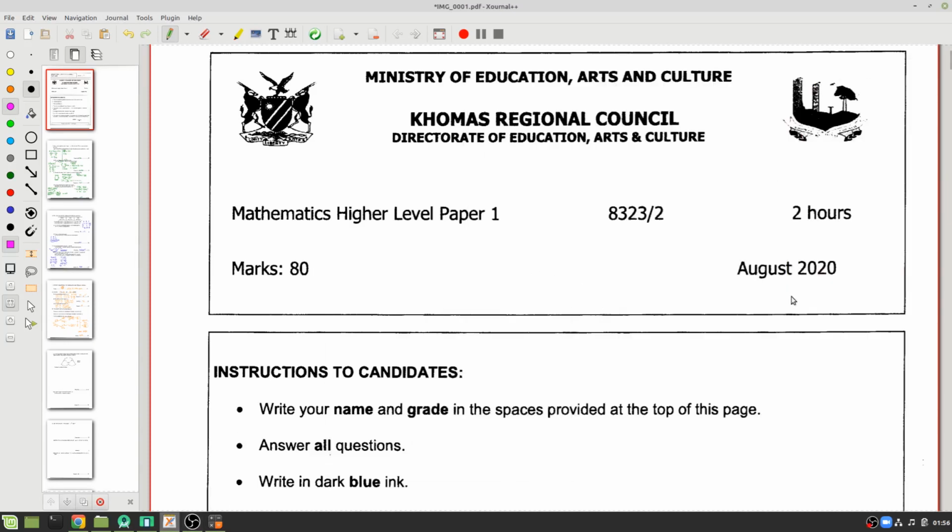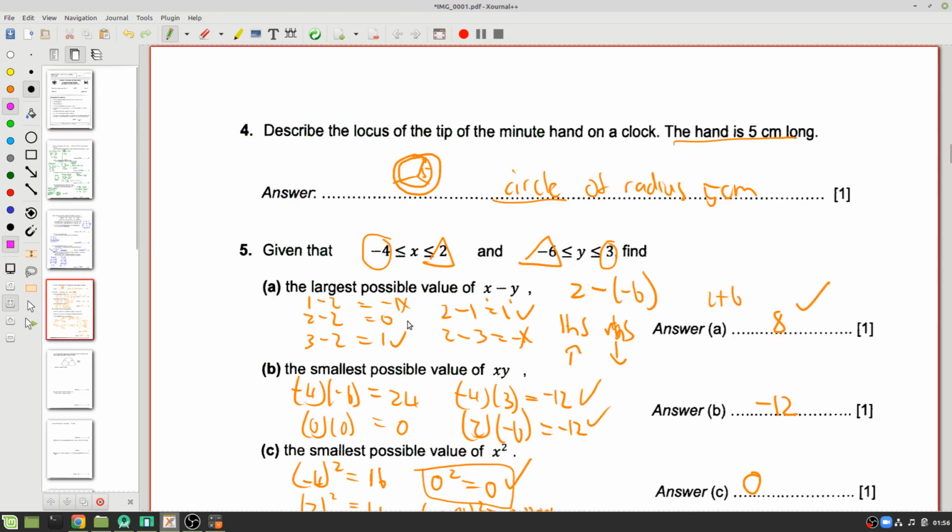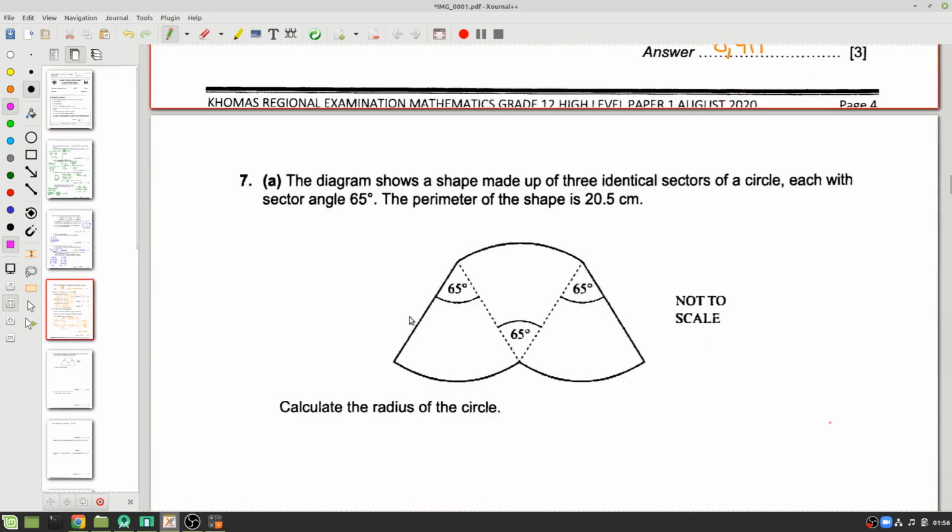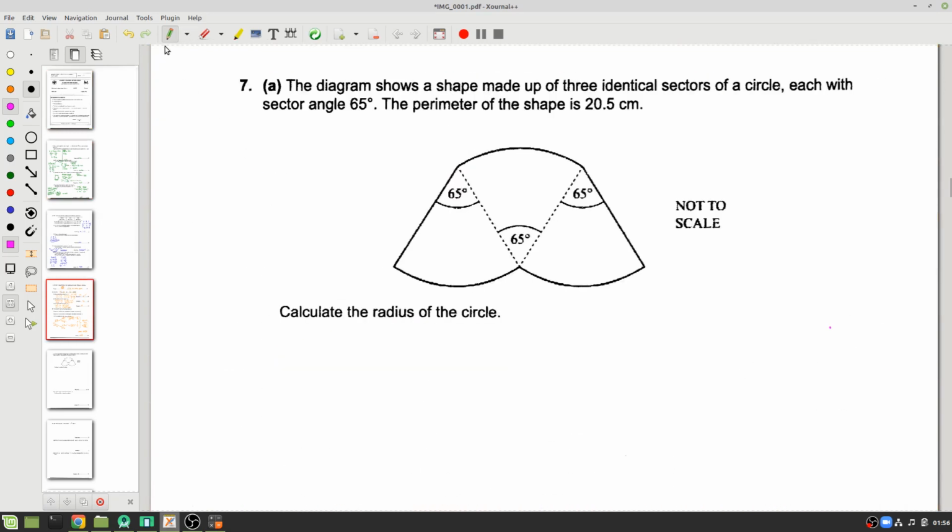Alright, so we are busy looking at the August 2020 Mathematics Higher Level Paper 1 for the Khomas region. We've already done questions 1 all the way through 6, and today we're looking at question 7. Let's see what we have here.